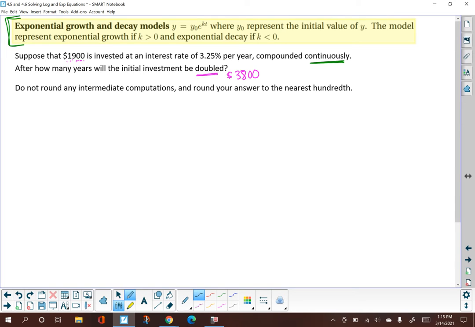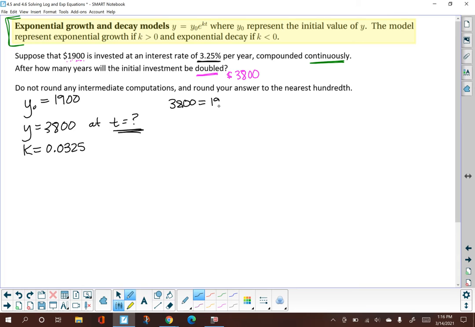Okay, so the bits of information that it gives us is that our initial amount of money is $1,900. The y value doubles at some unknown time. And that's kind of our goal, is to figure out t. But this time it tells us that rate. And again, this is in percentage form. We need it in decimal form. So that's going to be 0.0325 for k. We'll put these numbers into our equation. 3,800 is equal to initial amount e to the k times t. So we're going to solve for t.